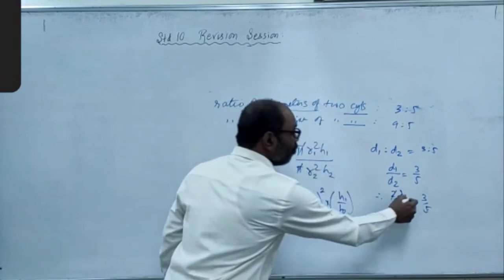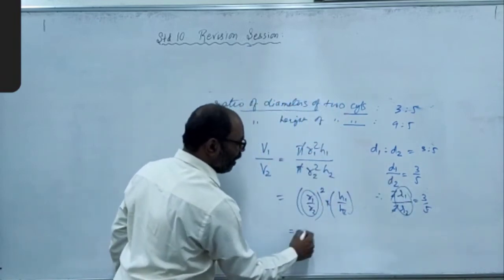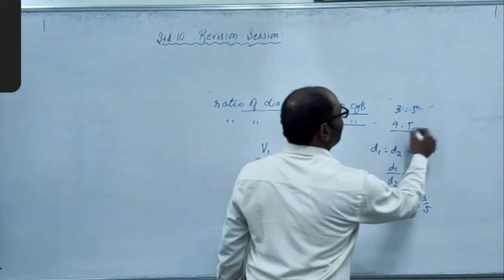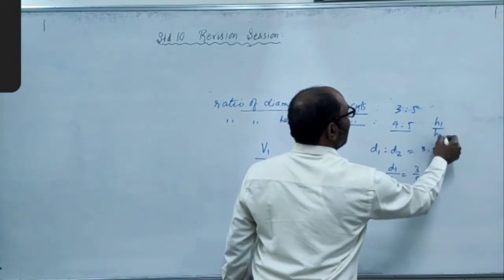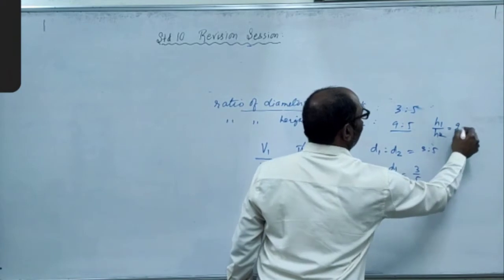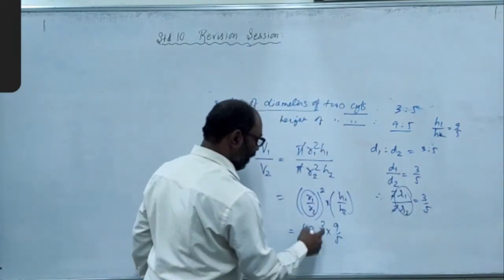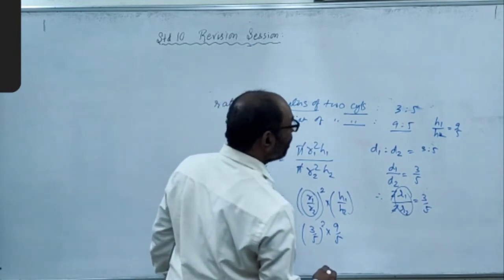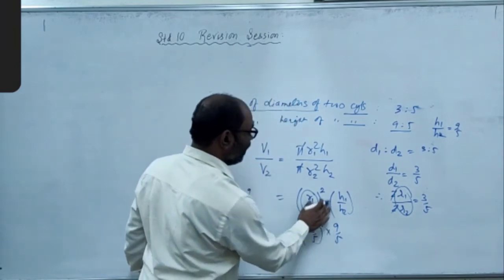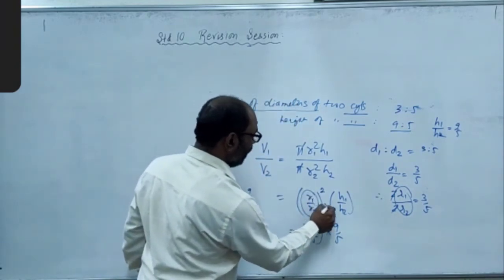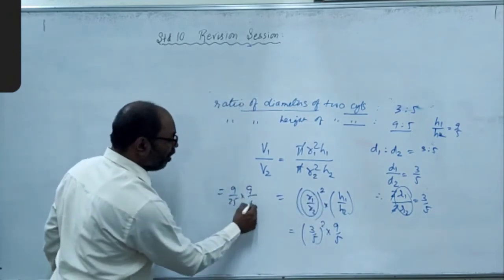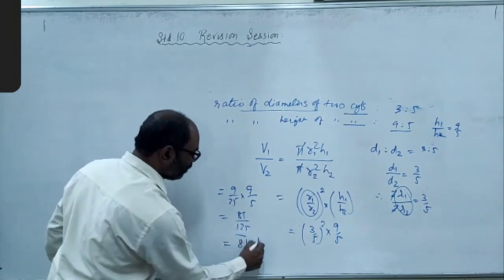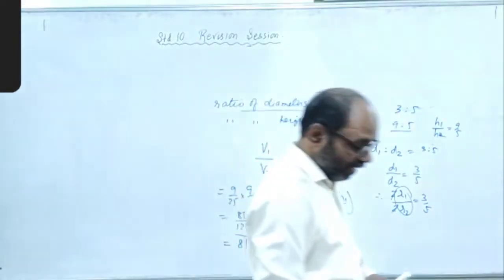So this cancels, and you get r1 upon r2. What is r1 upon r2? 3 upon 5, whole square, into the ratio of their heights, h1 upon h2, that is 9 upon 5. Squaring, 9 upon 25 into, this is multiply, not upon, my mistake here. So 9 upon 5. So that is 81 upon 125. So the ratio will be 81:125. Okay? Understood?